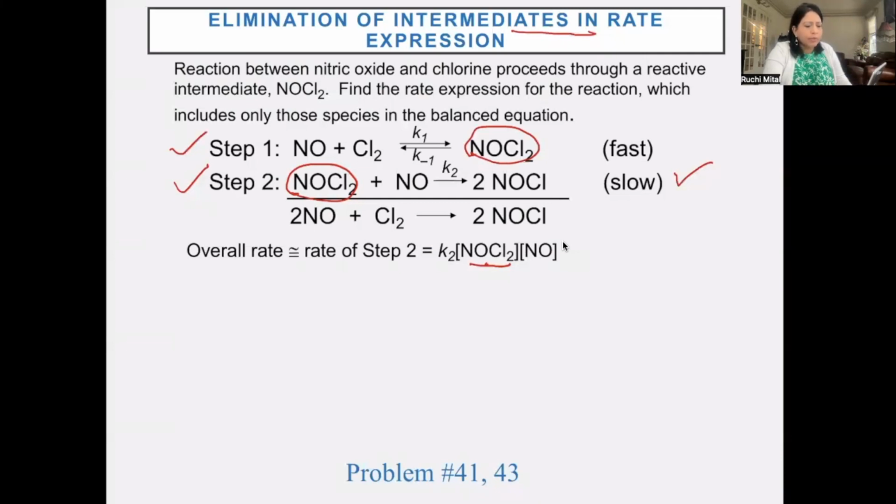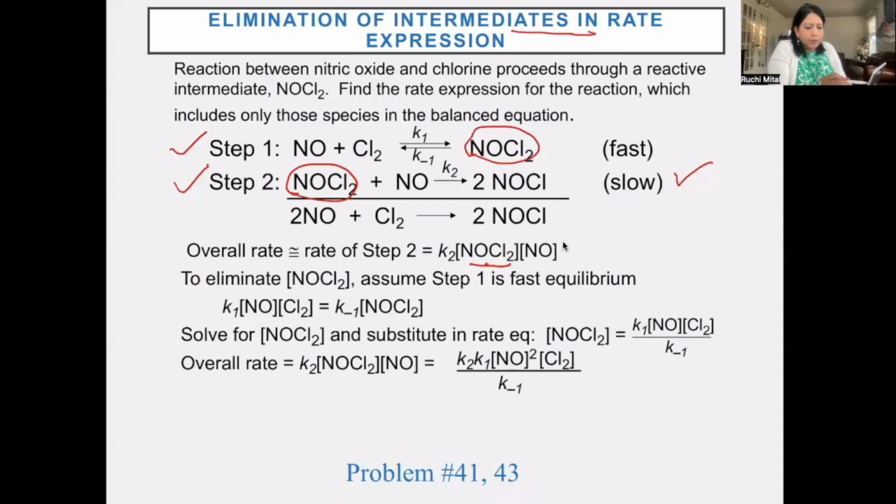All right, so remember I told you the step before the slow step, which is your fast step, is in an equilibrium. If it is an equilibrium, we can say that the rate of formation of NOCl2 is equal to the rate of its reverse reaction, because it is at an equilibrium. Now, these are your rate constants k1 and k minus 1. Since this is your intermediate, you manipulate the equation to solve for NOCl2. If you substitute this, this is what we are getting.